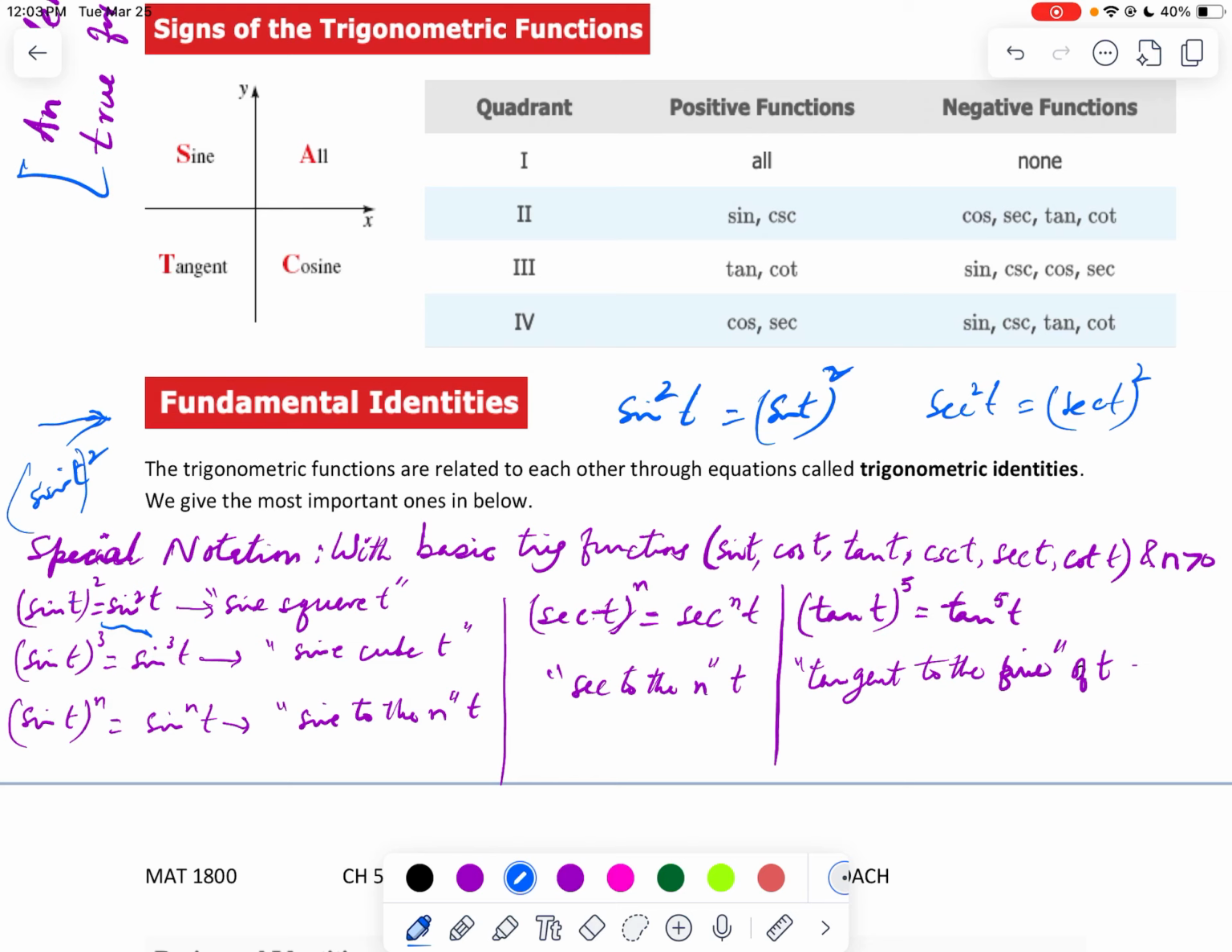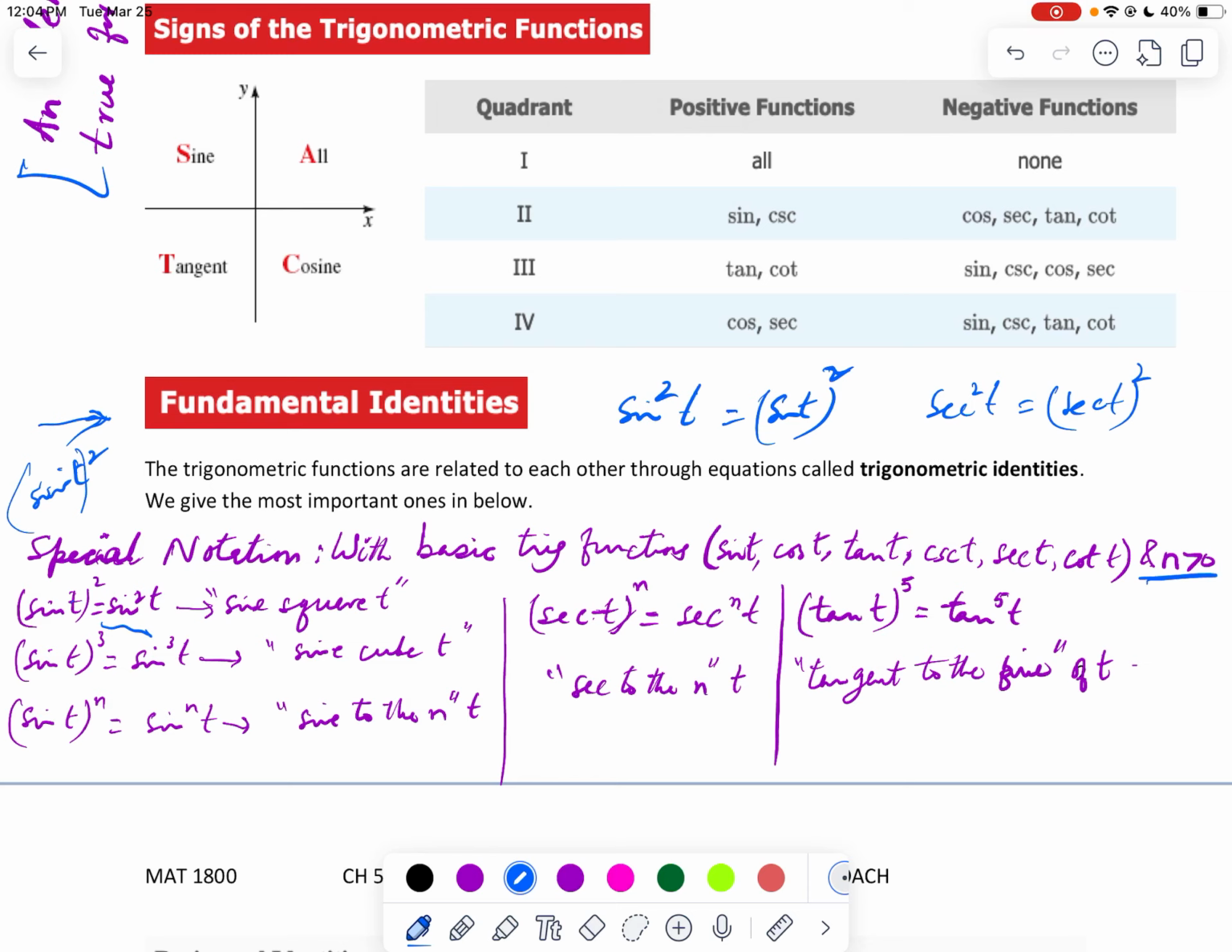And notice here n has to be a number which is greater than 0. So n has to be a positive number. And if we have n is 3, we can say sine cube t. And what about if n is 4? Now we don't have a nice word for it. And what about n is 10? What about n is 100?